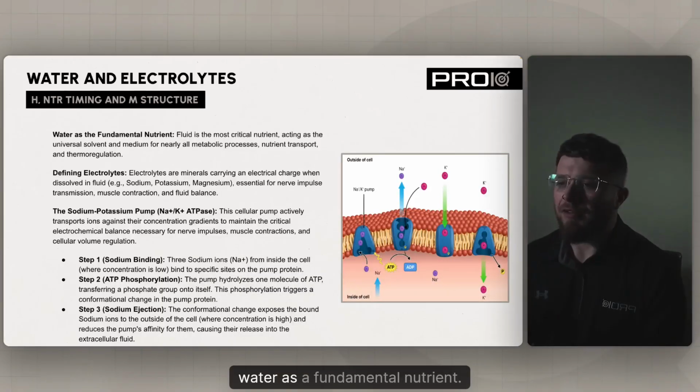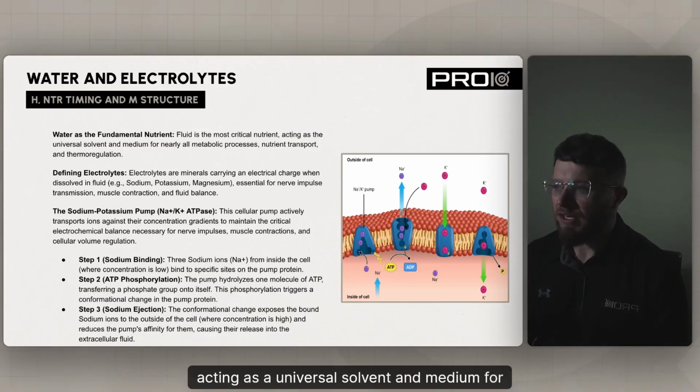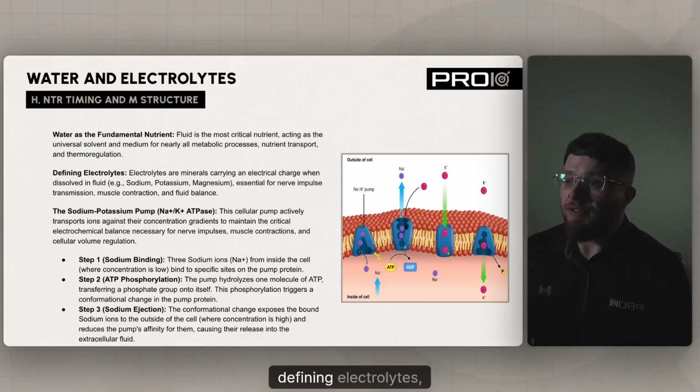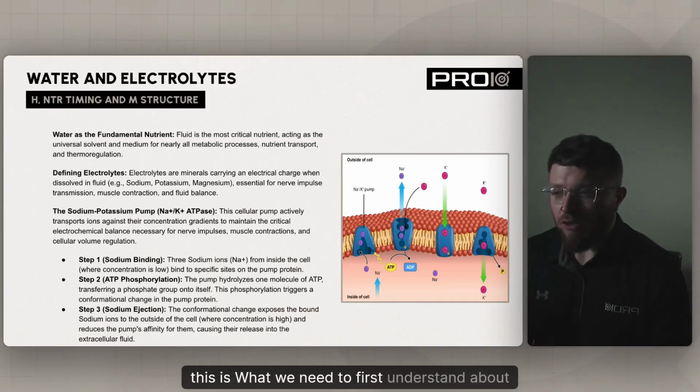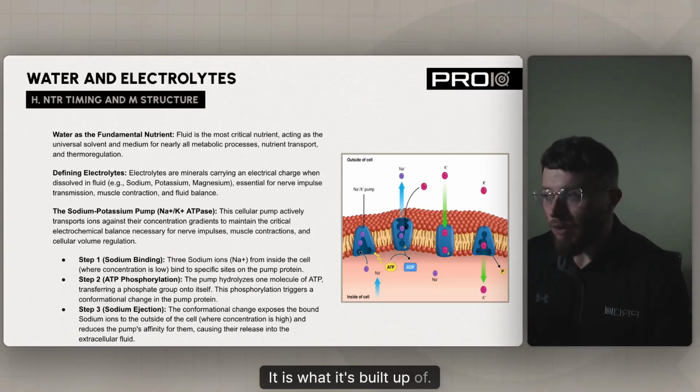So water as a fundamental nutrient. Water is without a doubt the most critical nutrient, acting as a universal solvent and medium for nearly all metabolic processes. Defining electrolytes. This is what we need to first understand about water. Water is not so much valuable because it's water, it is what it's built up of, okay?